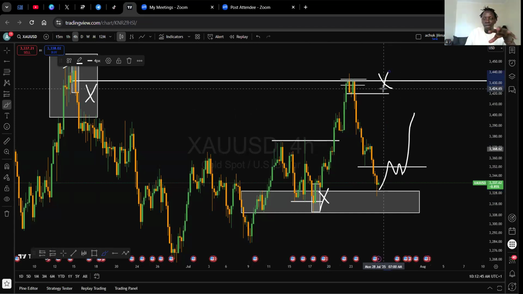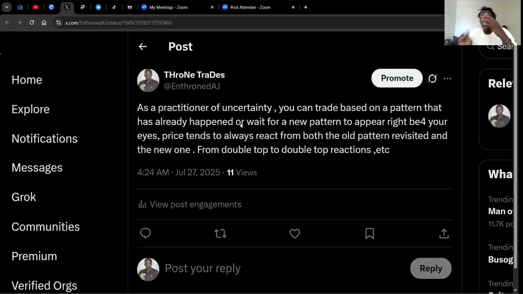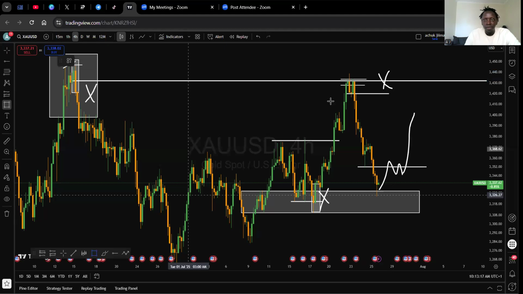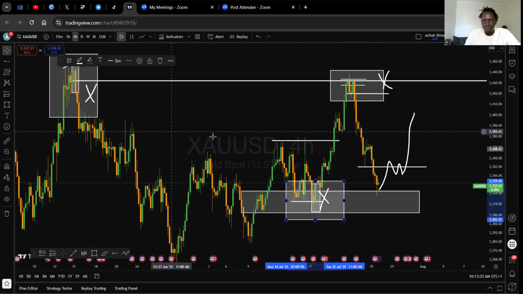So the next thing you wait for now, when the market opens, you monitor whether there will be a new pattern to appear. Okay, if there is a new pattern that appears, then you have all rights to trade it. And like I told you, I always journal my psychology, my risk management, and also my fundamentals on X. That's why I posted this earlier on today. As a practitioner of uncertainty, you can trade based on a pattern that has already happened or wait for a new pattern to appear. So these are the patterns that have already happened.